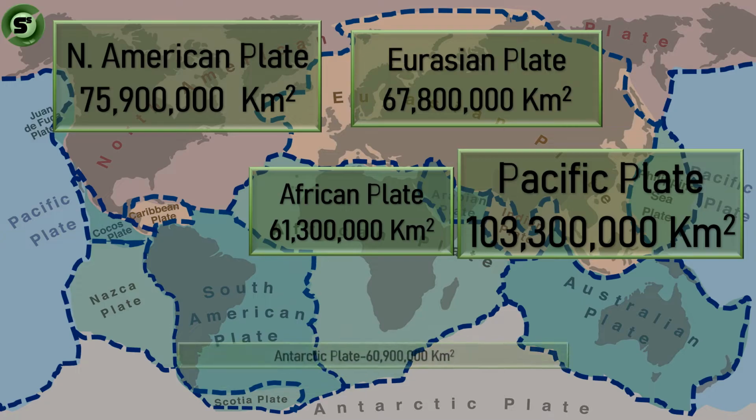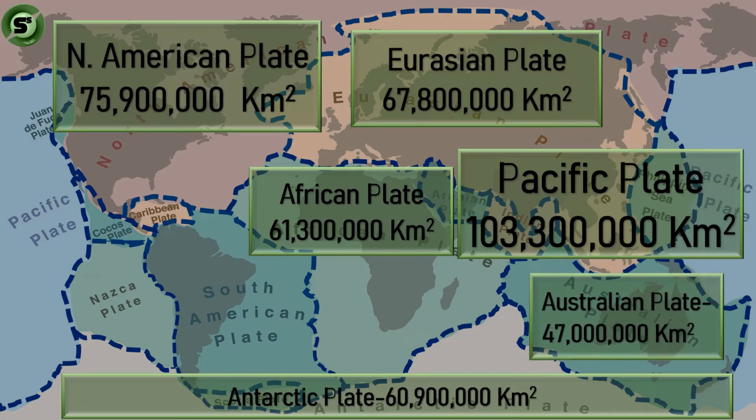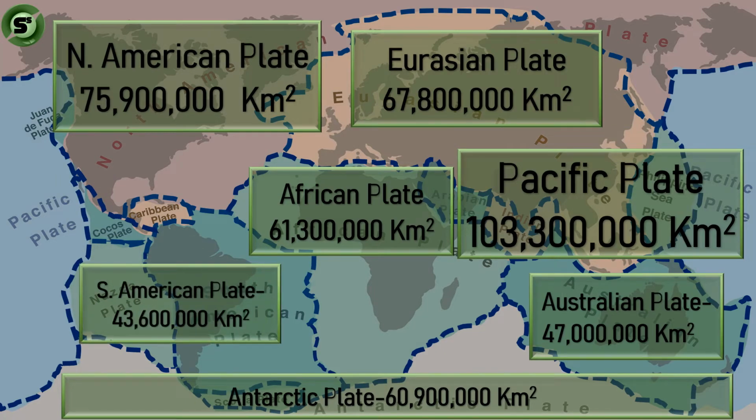After that is the Antarctic Plate, which measures 60,900,000 square kilometers. The 6th on the list is the Australian Plate, whose area is 47 million square kilometers. The last and the smallest major plate is the South American Plate, which covers 43,600,000 square kilometers. The 7 major plates cover 90% of the entire tectonic map.